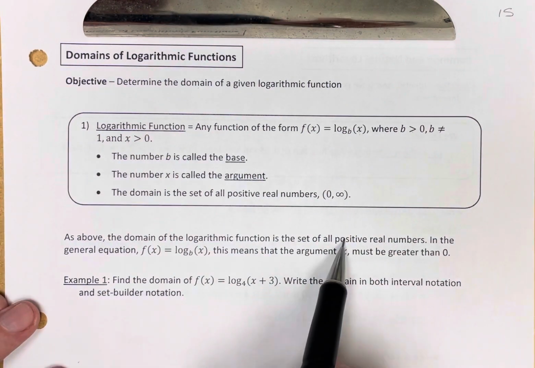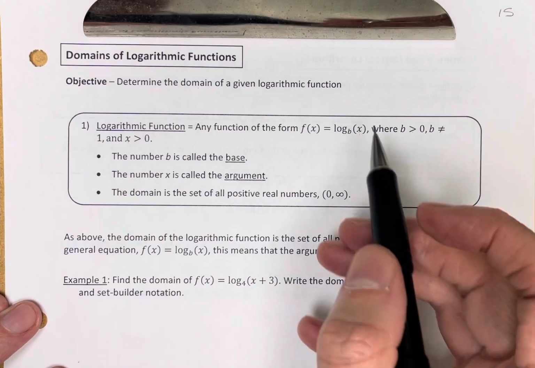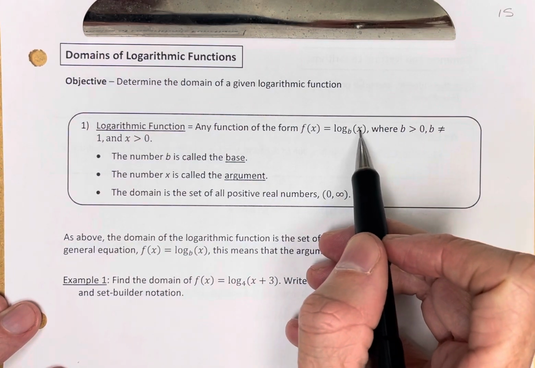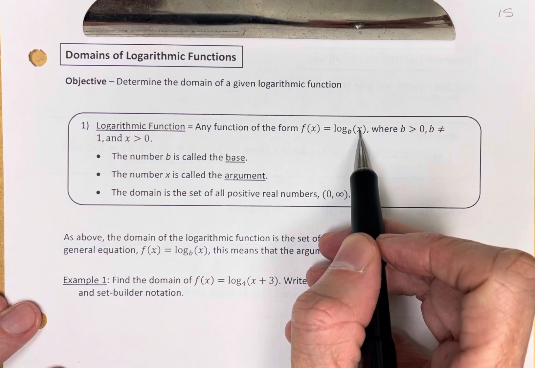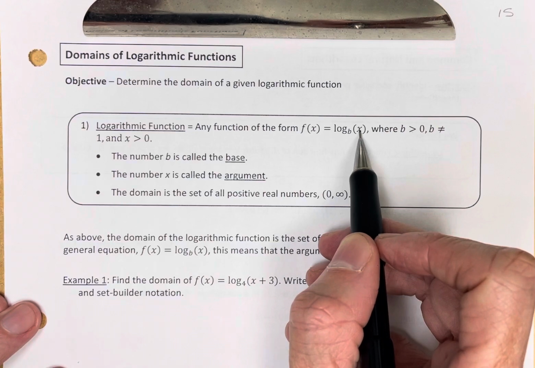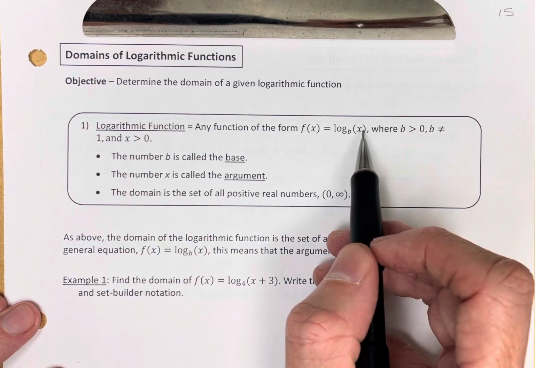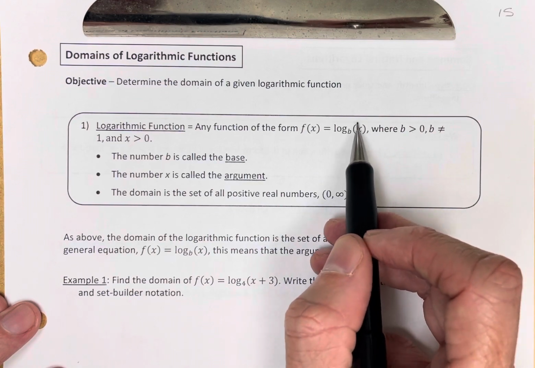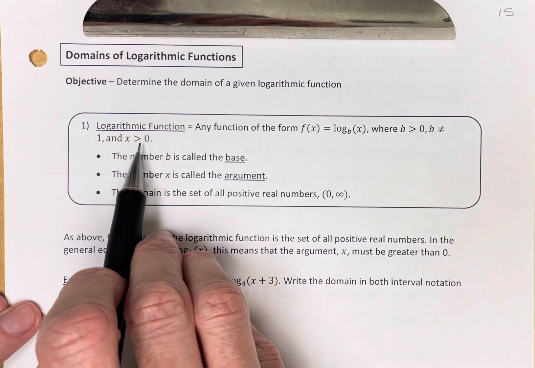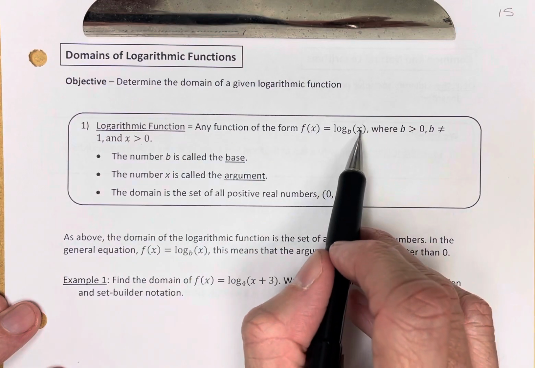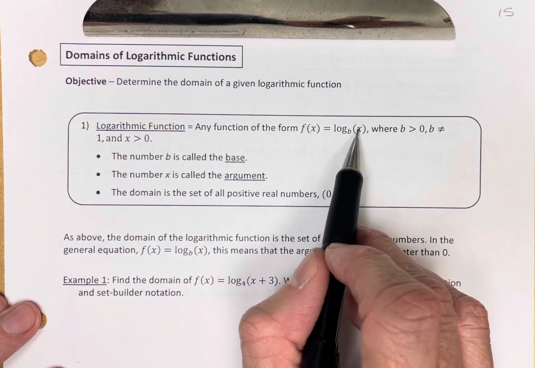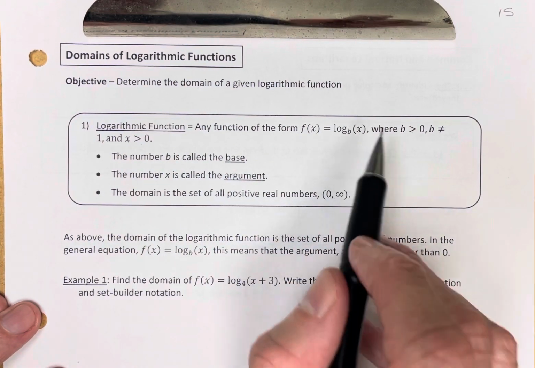However, that's in the base equation. But we can have some different, if the argument is more than just an x, we have to be able to determine the new domain for it, okay? So the entire argument must be greater than 0, but we're going to look at arguments that are not just an x, that have more going on, okay?